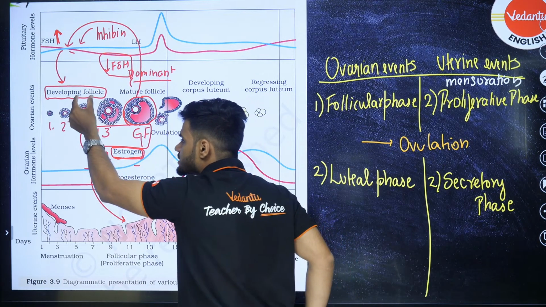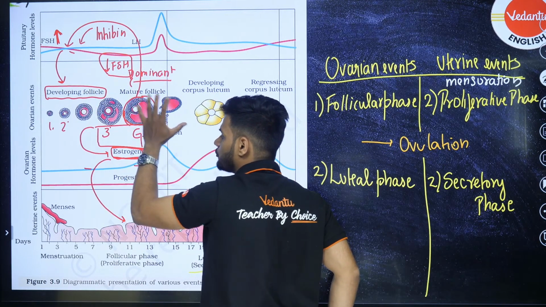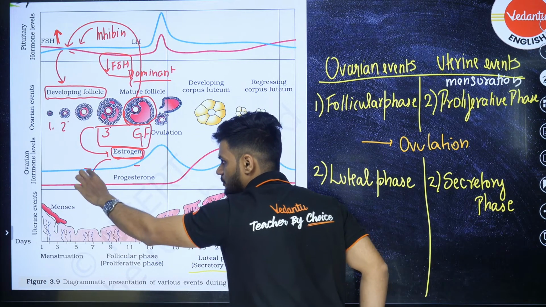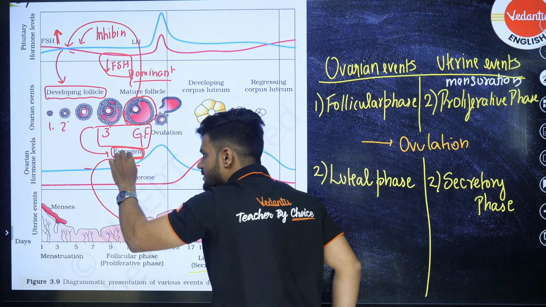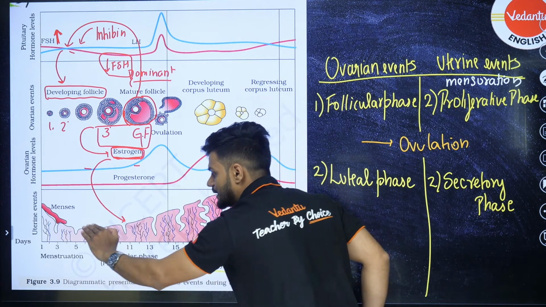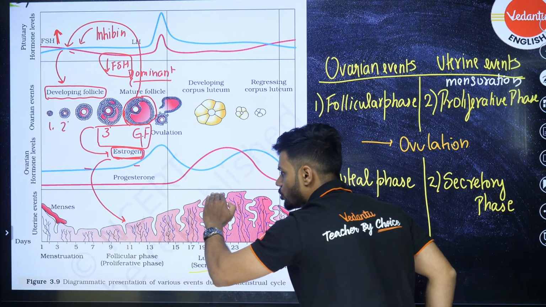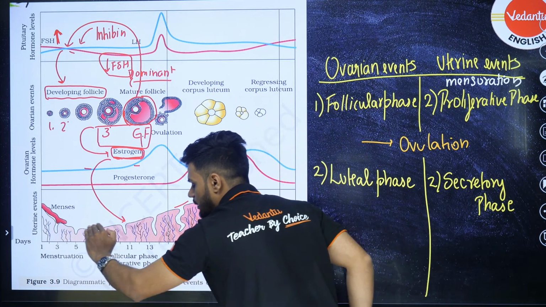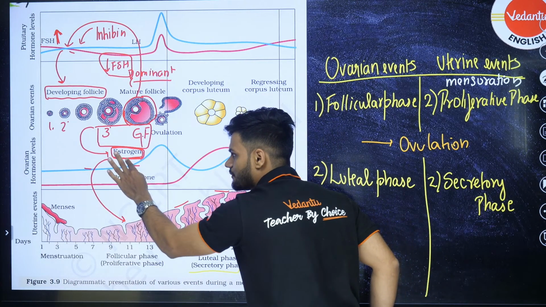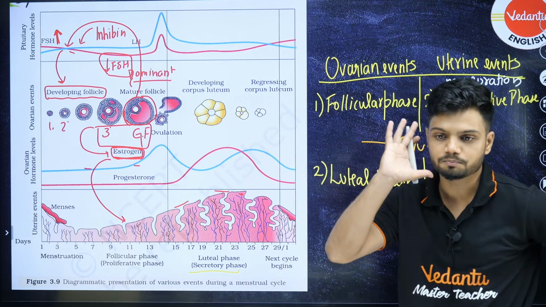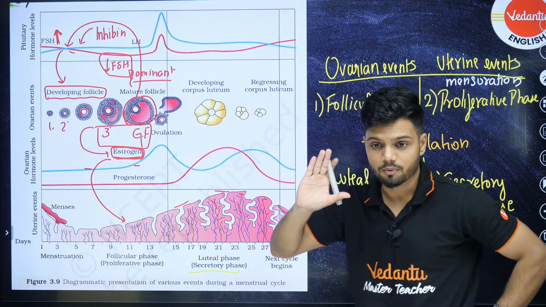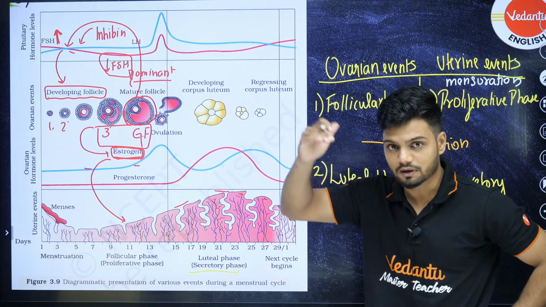Now because of the developed follicle, there is an increase in the level of estrogen. The blue line is increasing, over the red line. This increased level of estrogen is directly affecting the development of the endometrium layer. So the endometrium layer is developed because of the increase in estrogen. Progesterone, not right now. Progesterone will come later on.